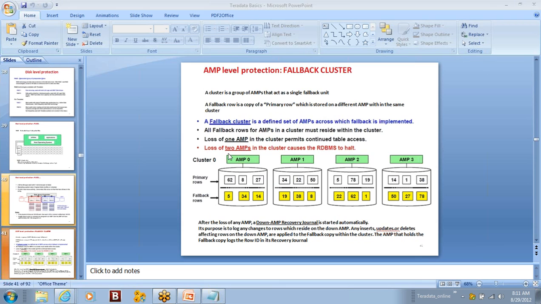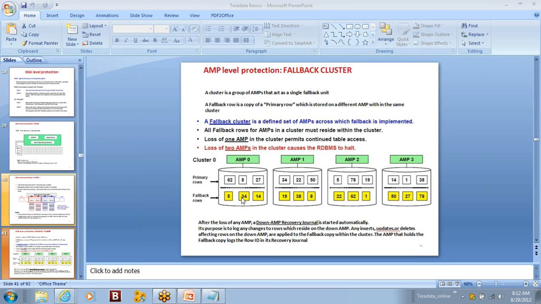Let's suppose one AMP failed. I can still access data from other AMPs, where the data is stored in the fallback section of other AMPs within the same cluster. Now during the failure of AMP0, I'm trying to update data of AMP0 in the fallback section of the other AMPs within the cluster. Let's suppose 62 is here. I'm trying to update the row of 62 with some new information during the absence of AMP0. I have updated it here.